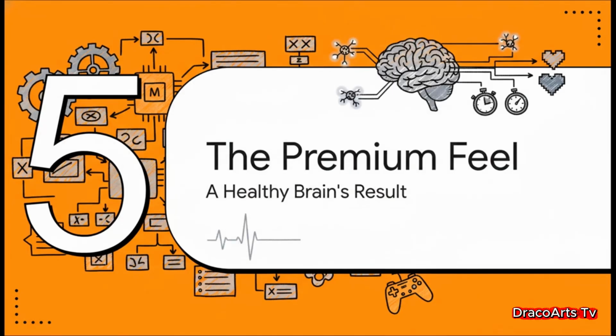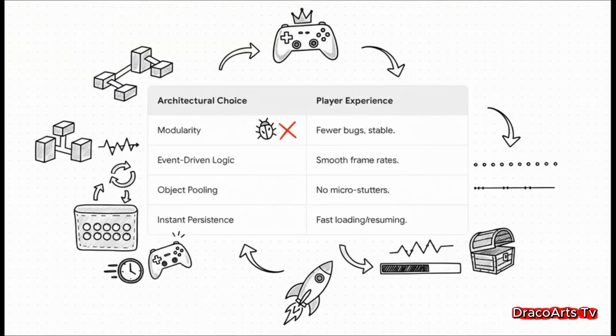So after all these technical procedures, the modularity, the state machines, the event systems, the object pooling, what's the end result? What do we get? We get that elusive premium feel. You know what I'm talking about. It's the tangible, real-world result of having a healthy, well-architected brain. And this slide just sums it all up beautifully.